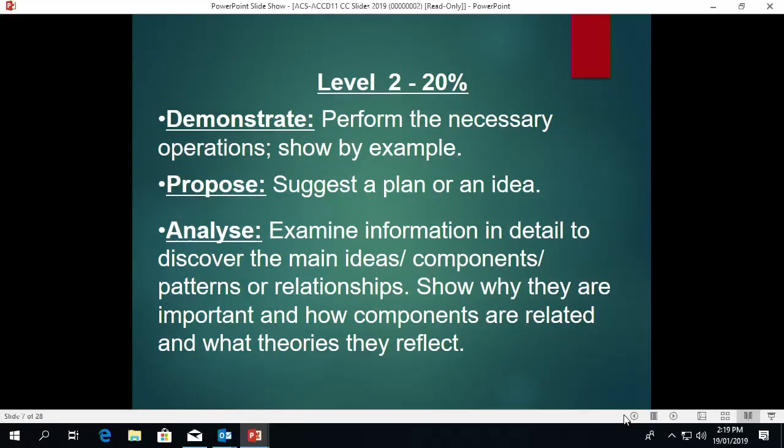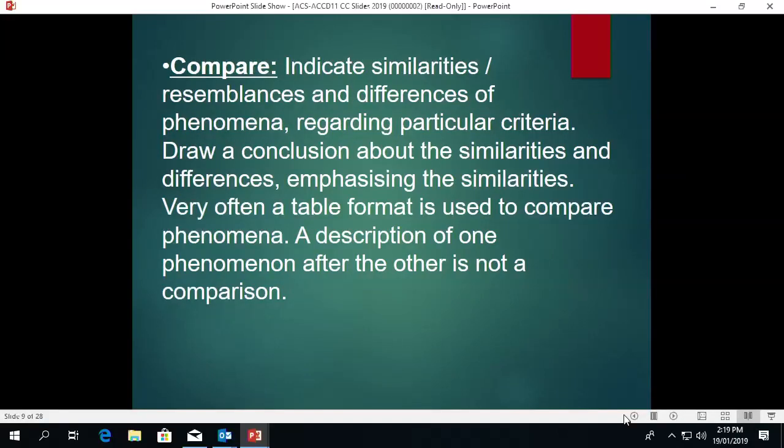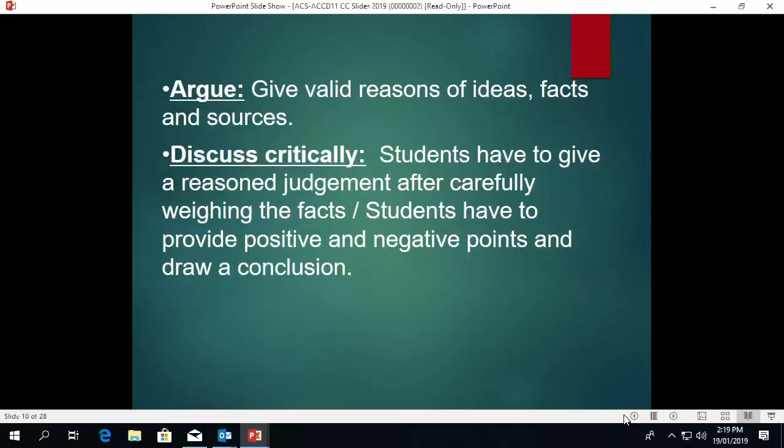Level 2, sometimes you demonstrate. When you demonstrate something, you perform a certain operation, and if you are to propose, you are giving out a plan or an idea. And then in level 2 is where you find keywords like evaluate and compare. In comparing, you are giving out the similarities and the differences.